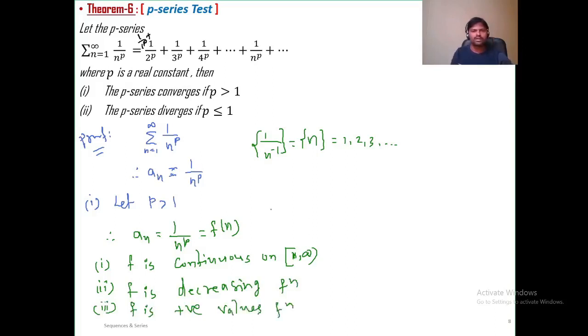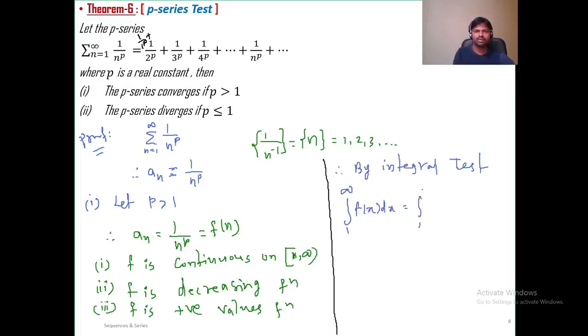So therefore, by the integral test, we get the integral from 1 to infinity. What is f of x? 1 over x power p dx, wherever n, there you write x. Remember p is more than 1 in this first case. Okay, in this p is 1 I am taking. So let me write these as a, b and c, because I am already using 1, 2, 3. Don't get confused. A, B, C.